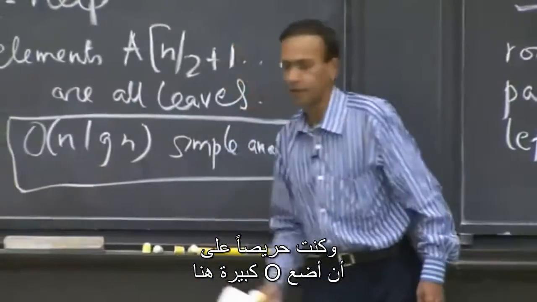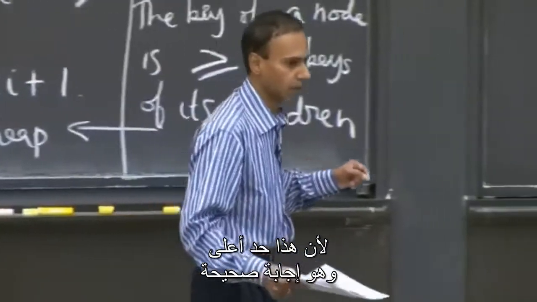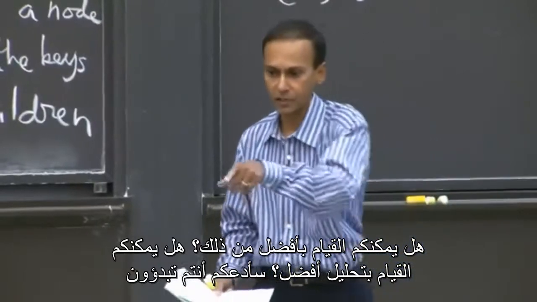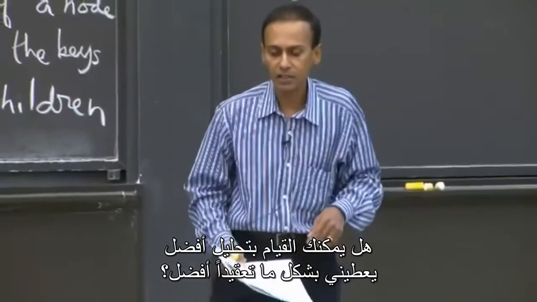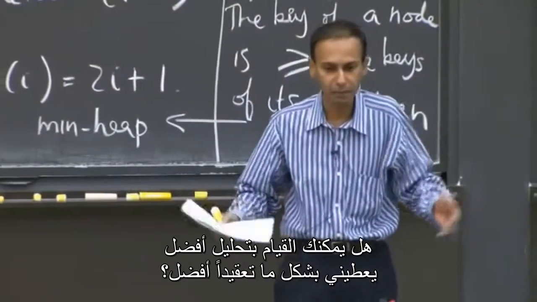I put big O here, okay? Because that's an upper bound. So that's a valid answer, right? Can you do better? Can you do a better analysis? And I'll let you go first. Can you do a better analysis that somehow gives me a better complexity?